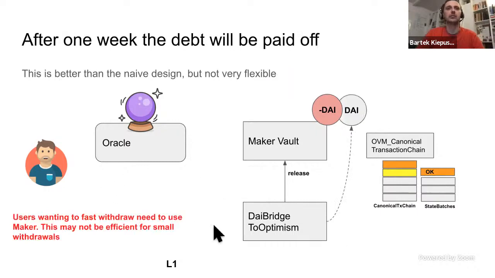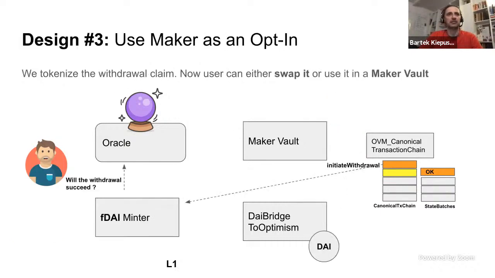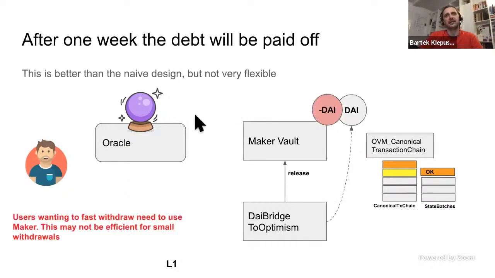And after a week, the DAI will be released. Now, of course, not to the user, but to the vault, and it will erase the debt, right? So that would work. And the interesting feature of the design is that now, if the oracle fails, then the Maker will have to cover the loss, right?